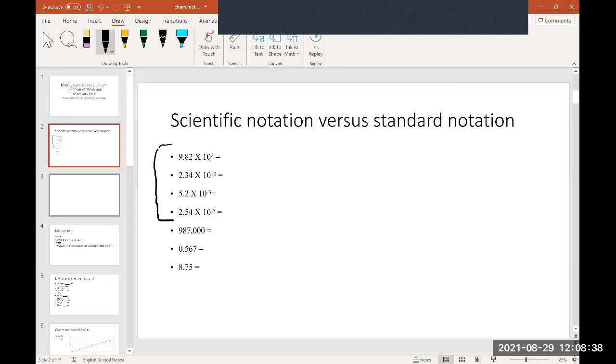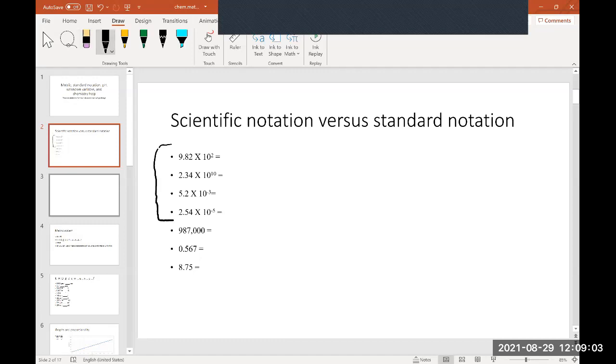Now, before I go through these, I want to address these values that are in the superscripted position, 10 to the minus 3, 10 to the minus 5 versus 10 to the 2. So what are you supposed to do with those numbers?